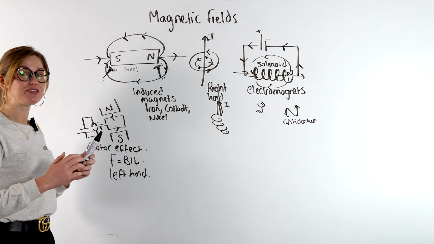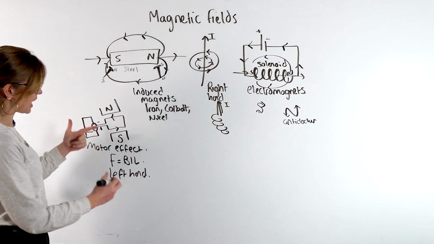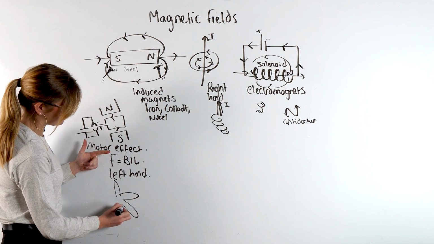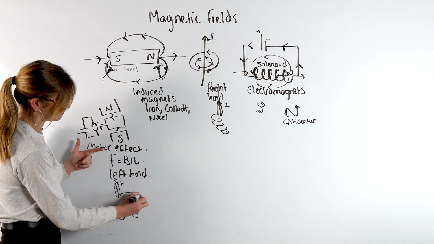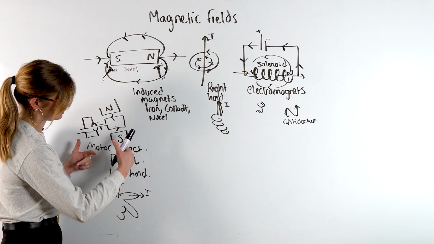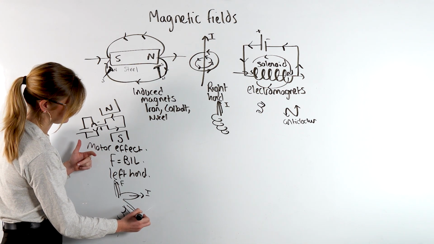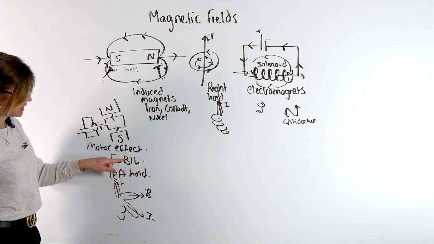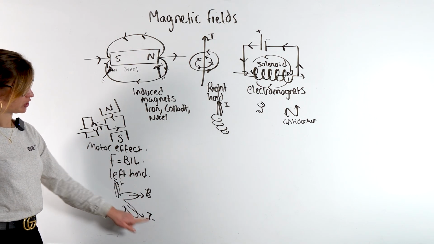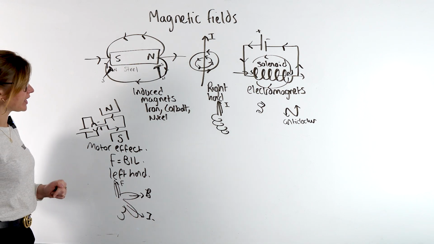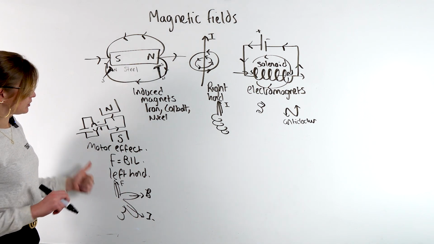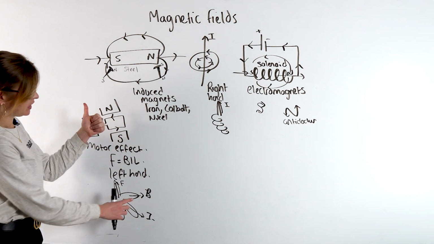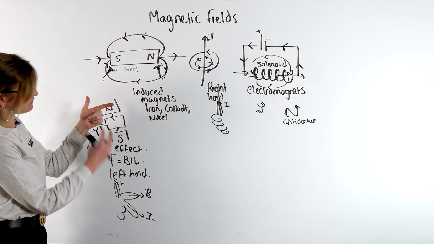So if I was to use my left hand, we know that on our left hand we have our force, we have our current, and we have our magnetic field direction. Sorry, because it's FBI, so the first thing is your force, the second thing is your magnetic field, and your next thing is your current, so FBI. So when we use our left hand, the force is going to go in the direction of my thumb. My first finger is my magnetic field, and my second finger is my current.